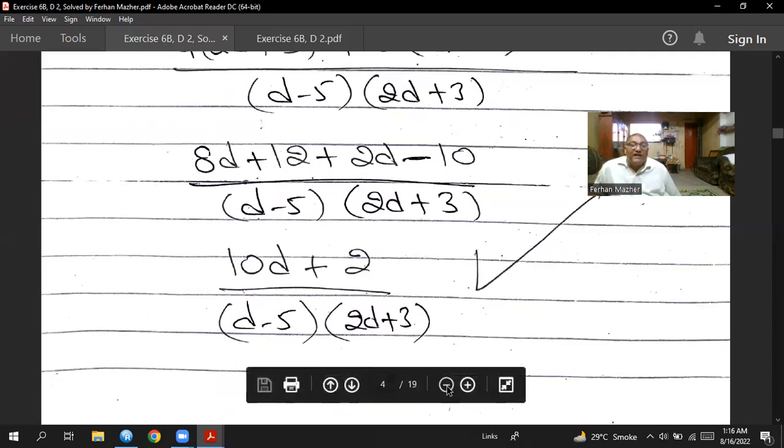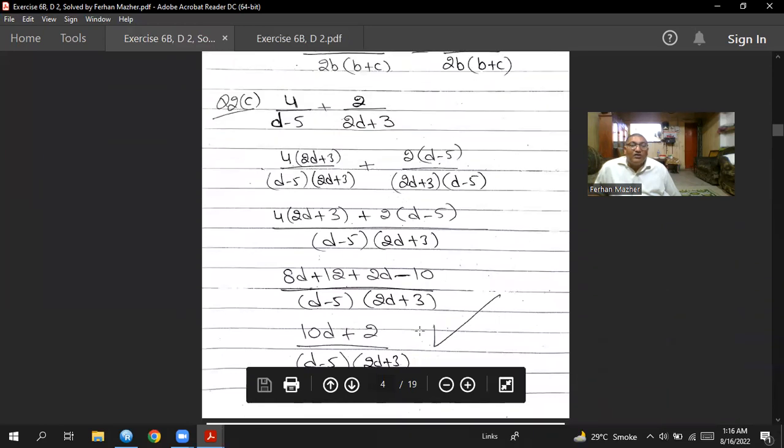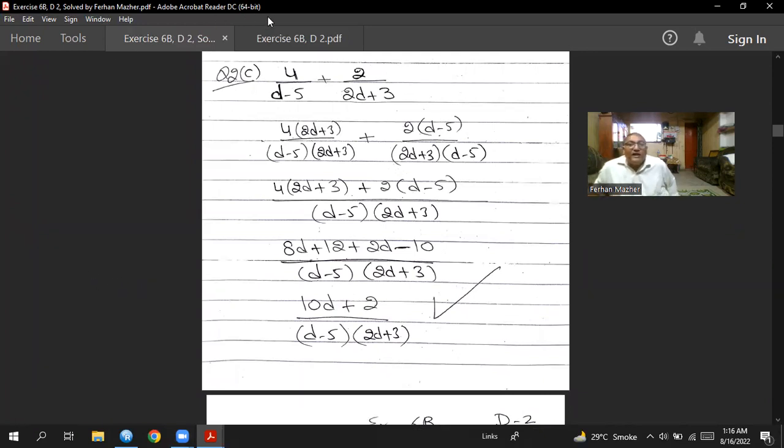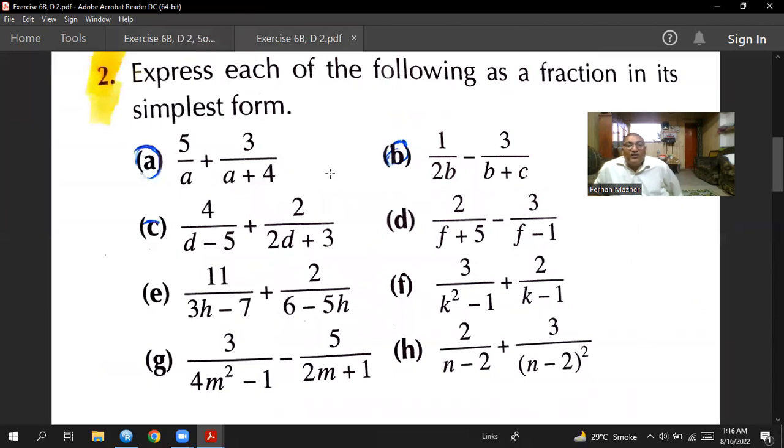So let me reduce the size so you can see the whole question together. So this is question number 2, C part. The whole question is showing up on your screen, so you can pause the video. You can take time with this question. Okay, so we are going to the next question. The next question is question number 2.